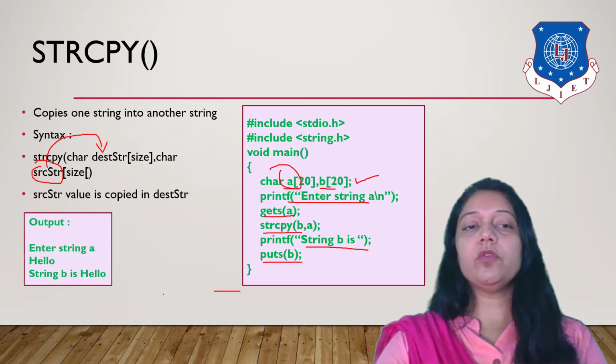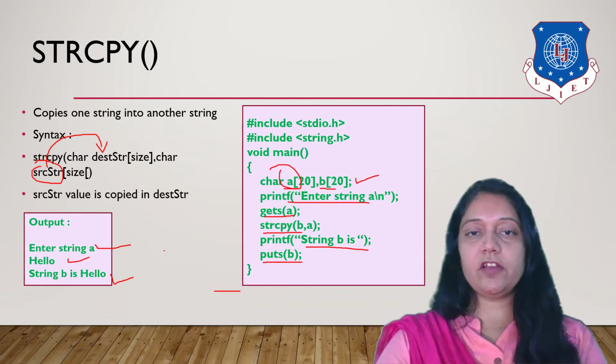So my output would be: enter the string A first. I've entered the word hello and this hello would be stored in B. So when I display the value of B, I'll get the same word hello. String B is hello. So this was about the string copy function.